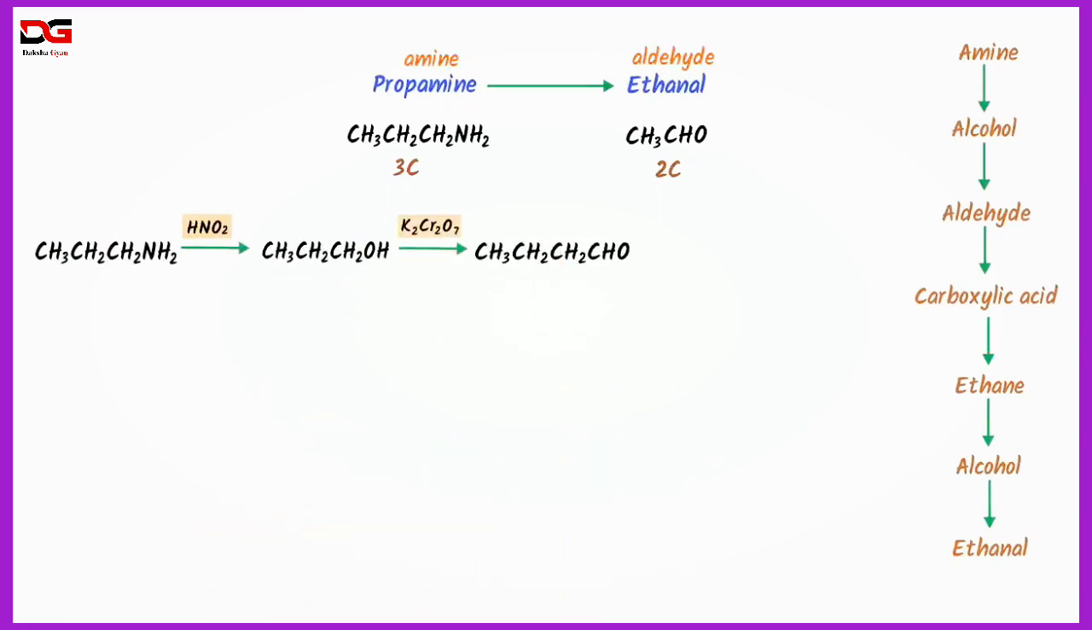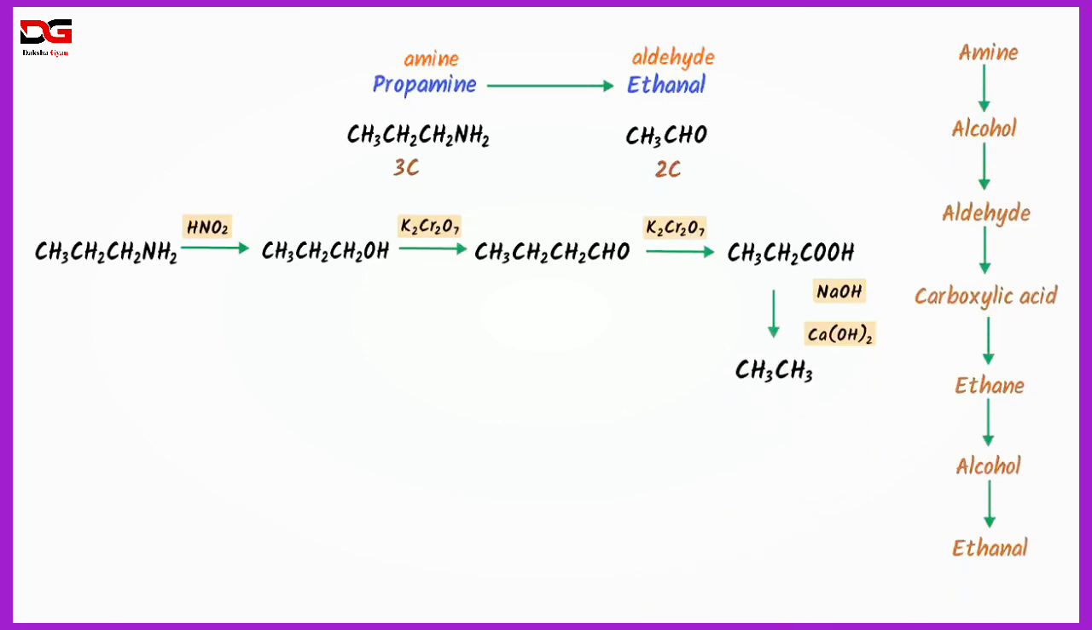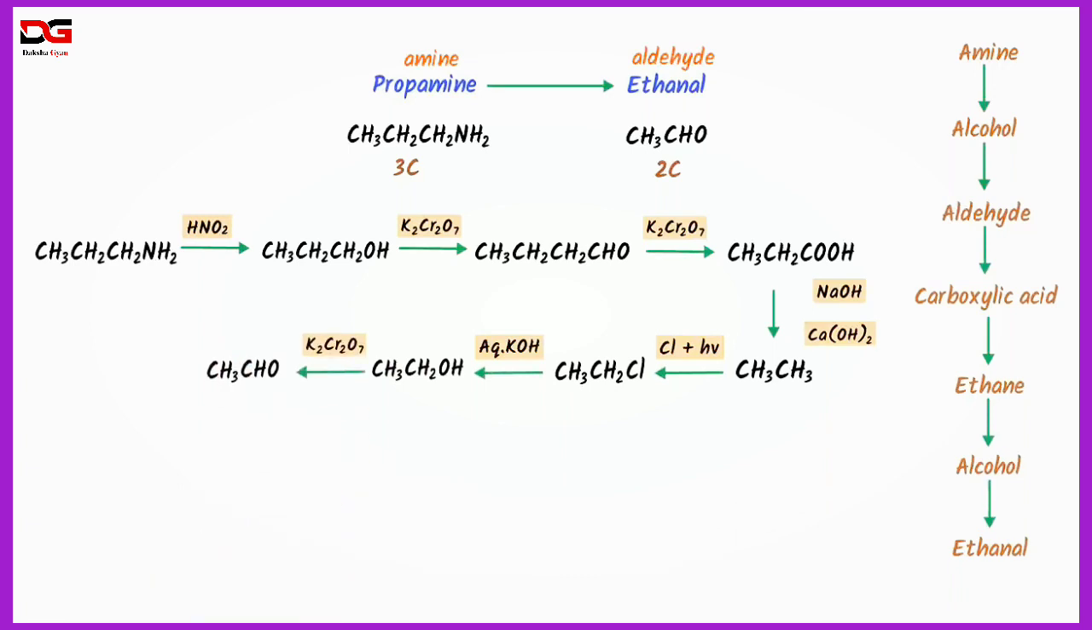I oxidize it. I get propanoic acid. Now I will break down propanoic acid to ethane. I add soda lime to it. I get ethane. I activate ethane. I get ethyl chloride. I add potassium hydroxide to it. I get ethanol. Lastly, I oxidize ethanol. Therefore, using these steps, we will easily convert propamine to ethanol. Thus, note down all these important conversions of organic chemistry.